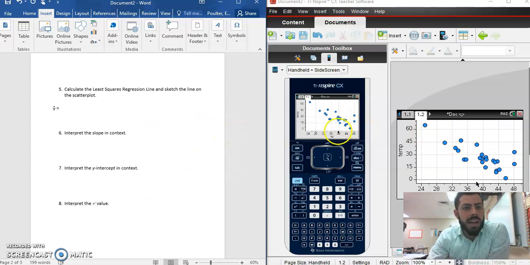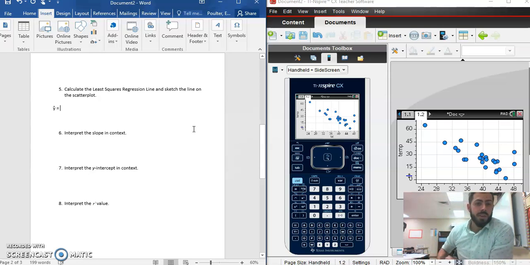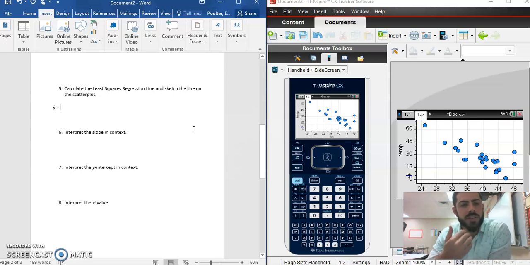We have the scatter plot from the last video. We already decided it's a strong negative linear association, and based on the video that was hyperlinked, we can assume that we can go ahead and proceed with our regression. So next step is calculate the least squared regression line and sketch the line on the scatter plot. Thankfully, with modern technology, that's very easy to do.